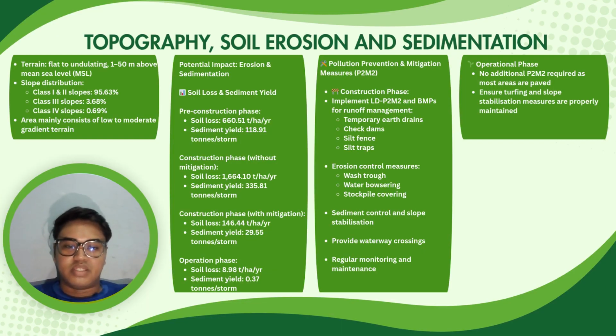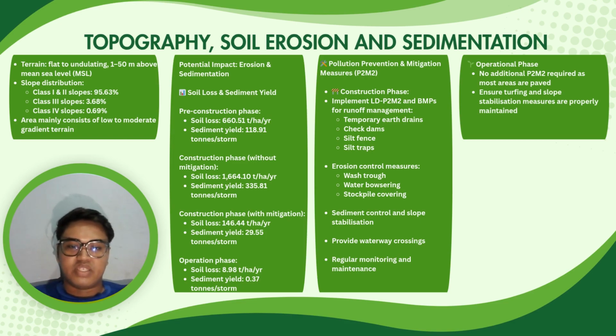With mitigation measure in place, the impact is greatly reduced. Soil loss dropped to 156.44 tons per hectare per year, and sediment yield reduced to 29.55 tons per storm, showing the effectiveness of environmental control measure. During the operation phase, the impact became minimal, with soil loss recorded at only 8.98 tons per hectare per year and sediment yield at 0.27 tons per storm.